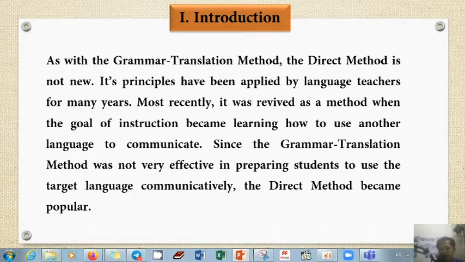It means that we have to compare two different ways, the grammar translation method and the direct method. The direct method is actually more popular and more effective. We can say it is more effectively used than the grammar translation method, because it lets students understand more easily.